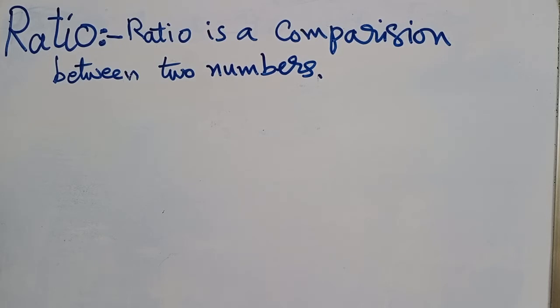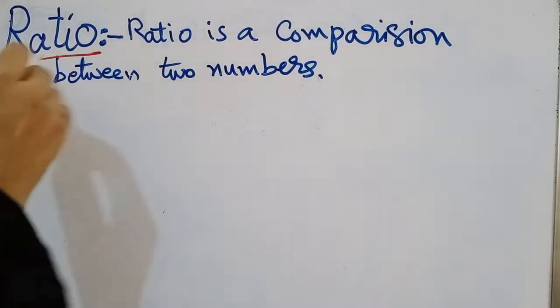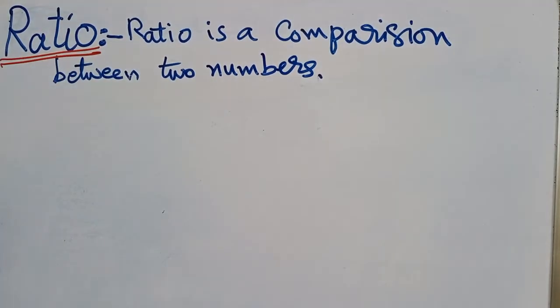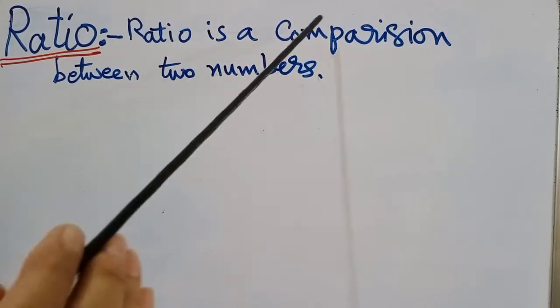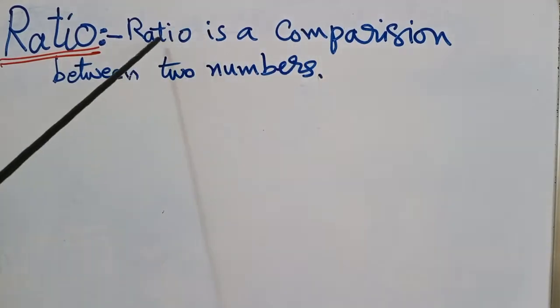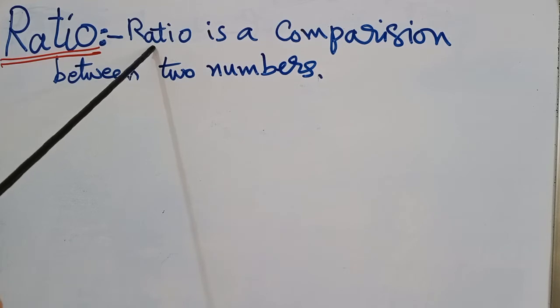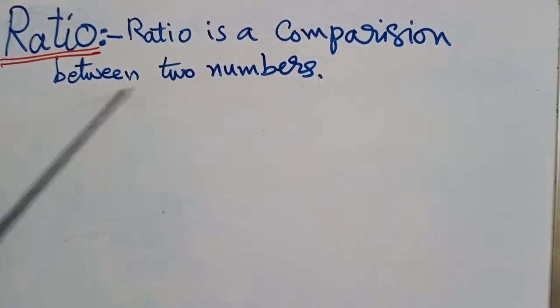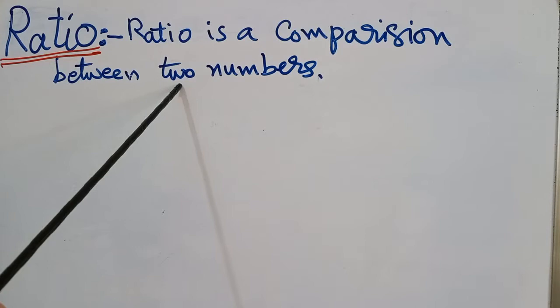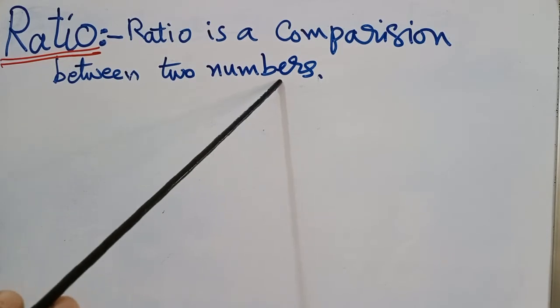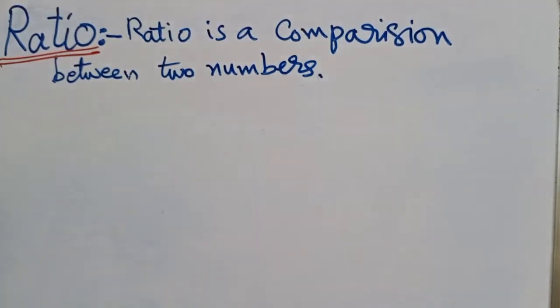Today we learnt about ratio. Ratio is a common word used in everyday life. Let us define ratio. Ratio is a comparison between two numbers. It means ratio is a comparison. It is not a multiplication, not division, not subtraction. It is a comparison between two numbers. It means not more than two, not less than two. It involves only two numbers.